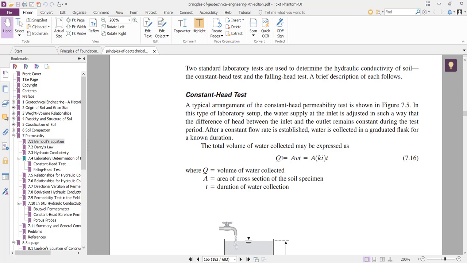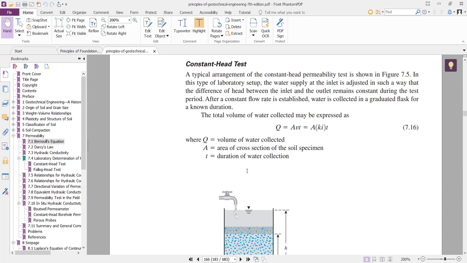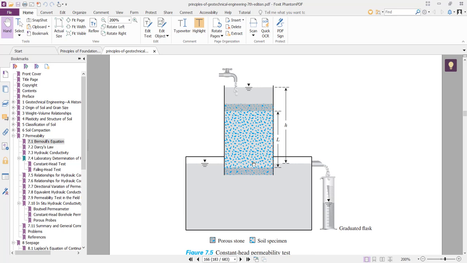Since the area is a cross section and the velocity, as we can see, is equal to K times I, we can say that Q is equal to A K I times time. So here is the test. This is our tube, and this is our soil. There is a porous plate up here and another down here to prevent the escape of the soil. This is our container, this is our tube, and this is our graduate flask. This is the head of the water from this point to this point, and this is L.